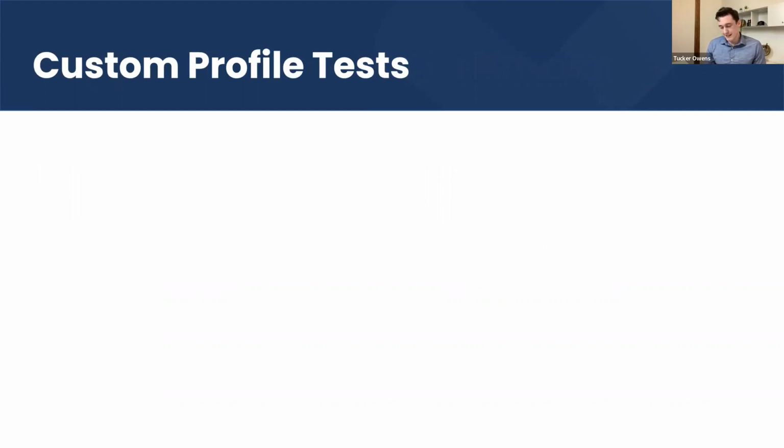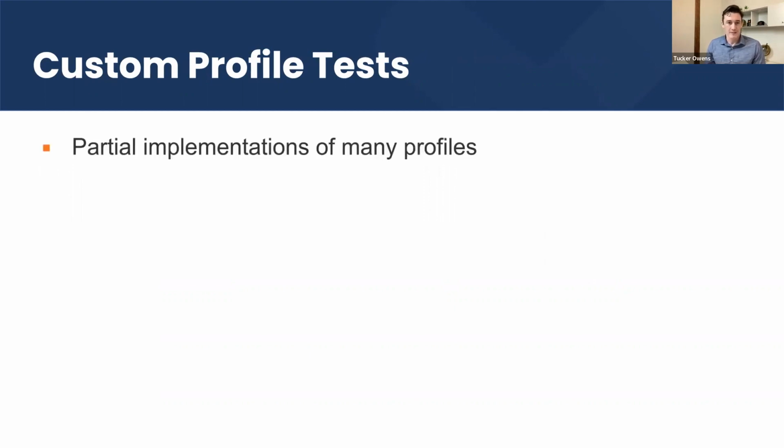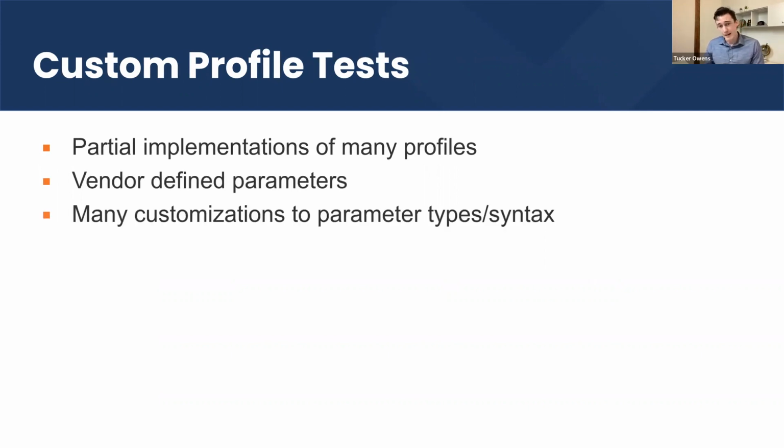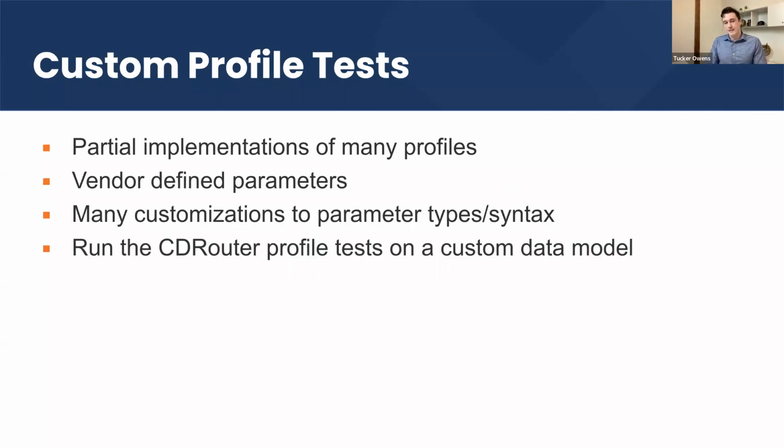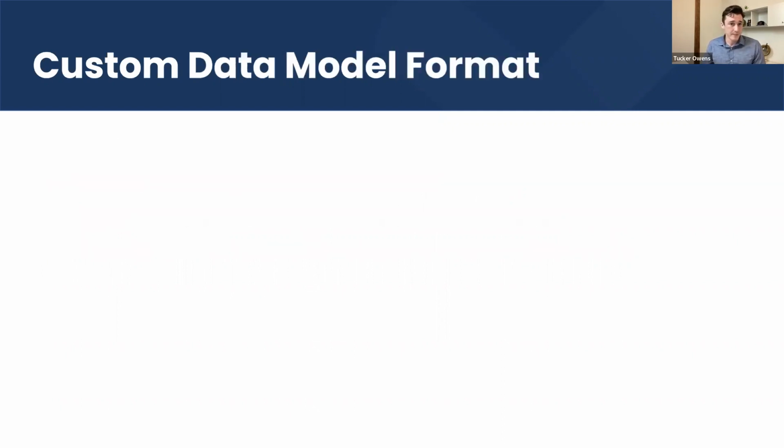Or maybe you have quite a few of these modifications, right? You've got several profiles that you've only partially implemented. You've got a lot of vendor-defined parameters. You have maybe lots of customizations to a parameter, or you've modified a lot of the syntax. Maybe the thing to do is to have CDRouter run these profile tests on a completely custom data model that you define. And that's totally possible. So let's talk a little bit more about that.